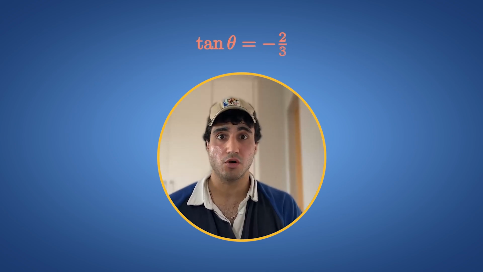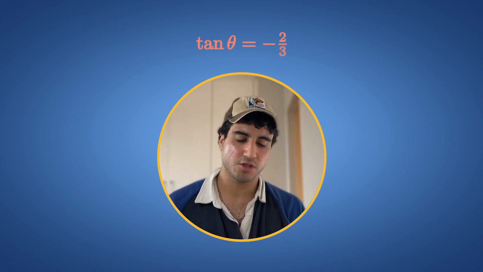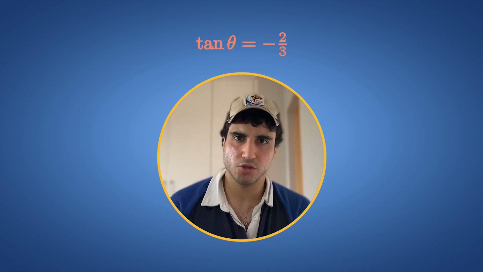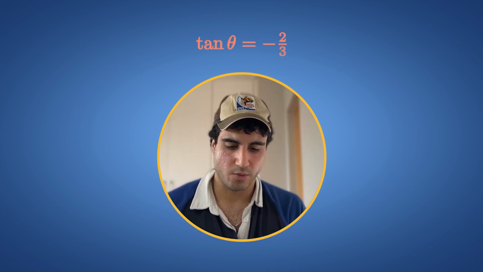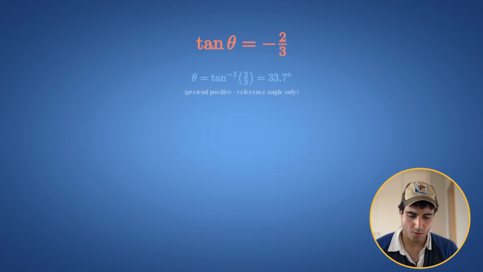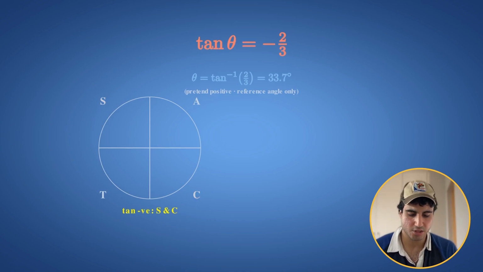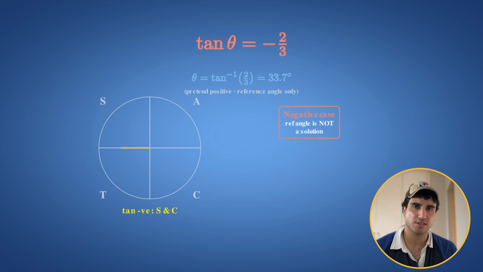Now this is where things get really interesting, because we have a negative. And as I said before, we can't use a reference angle as a solution when we are working out a negative. So what do we do? Well, let's draw a CAST diagram. And as you can see, tan theta is negative when we're in the S quadrant or the C quadrant.